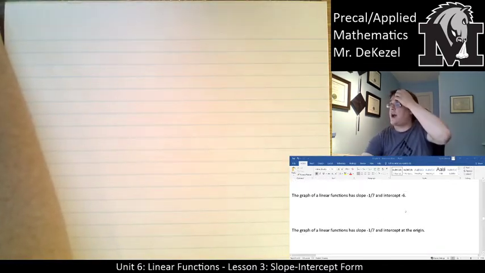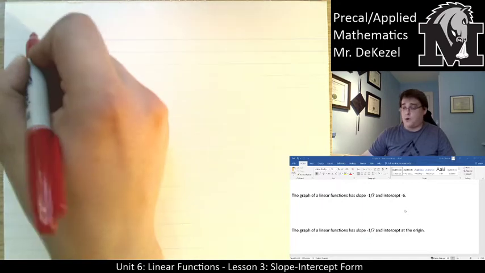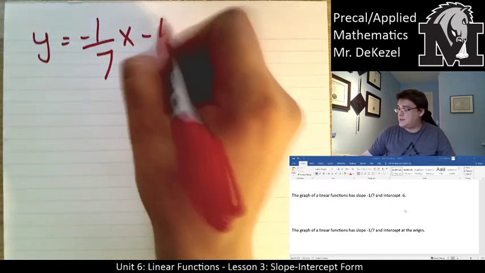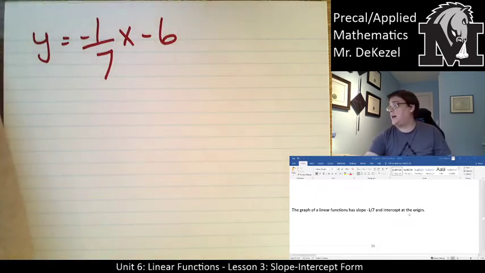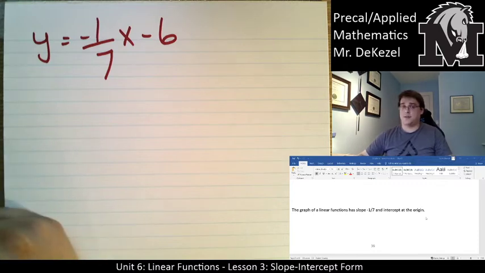The graph of a linear function has a slope of negative 1 over 7 and an intercept of negative 6. y is equal to negative 1 over 7 x minus 6. Given the slope, given the intercept, we can write the equation. We have one more. Graph of a linear function that has a slope of negative 1 over 7 and intercept at the origin.